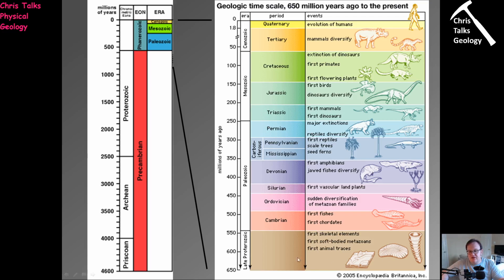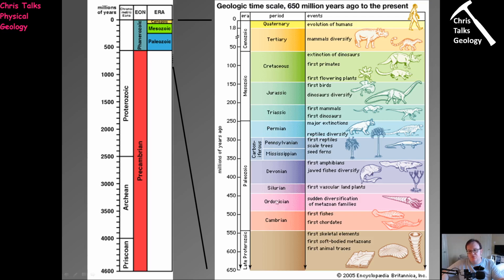So, for instance, the late Proterozoic is associated with the first appearance of soft-bodied organisms. So we begin to see fossils of certain soft-bodied organisms appearing. Examples would be things like the Ediacaran fauna of Australia. As we move into the Cambrian, we start seeing the first fish and the first chordates. The group Chordata is essentially the group that's going to give rise to the vertebrates, animals that have spines.